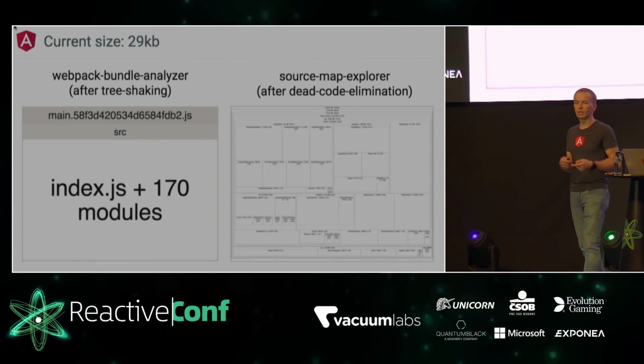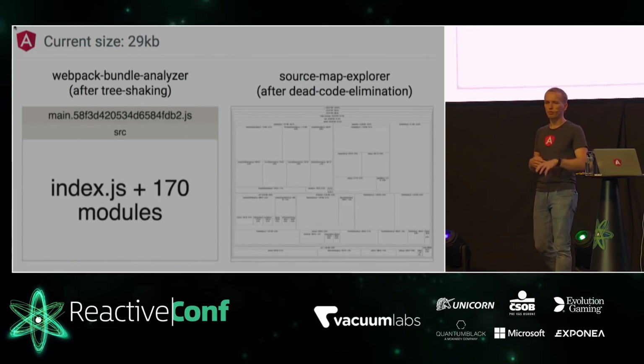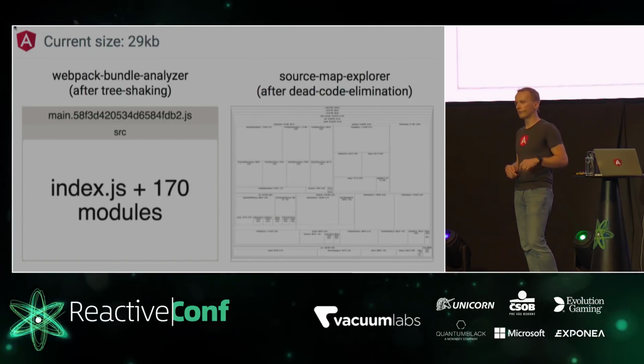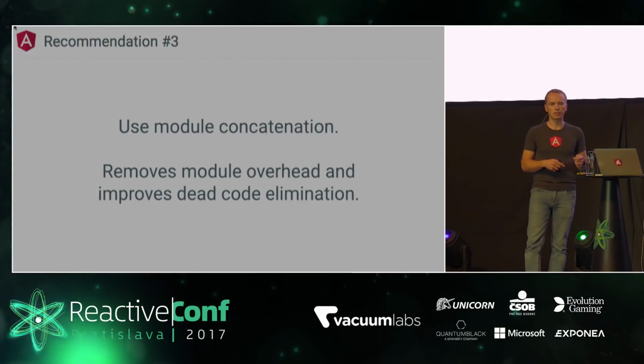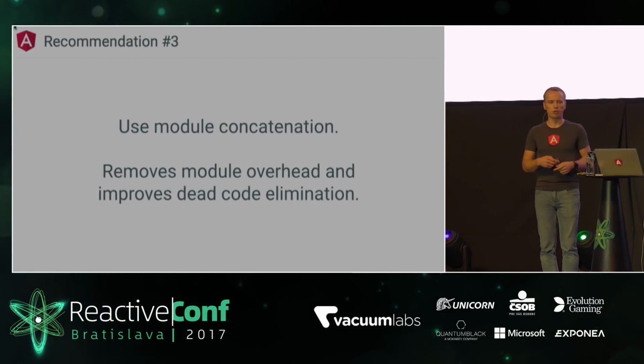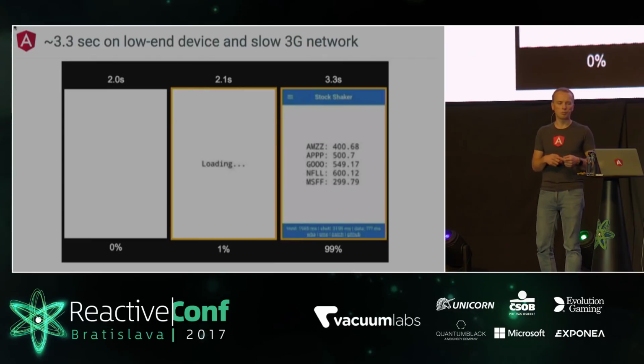So once you do turn on concatenation, Webpack does less code generation in the bundle. Uglify can remove stuff, and stuff just drops. Great. So use module concatenation. This will reduce the module overhead and will improve the dead code elimination.